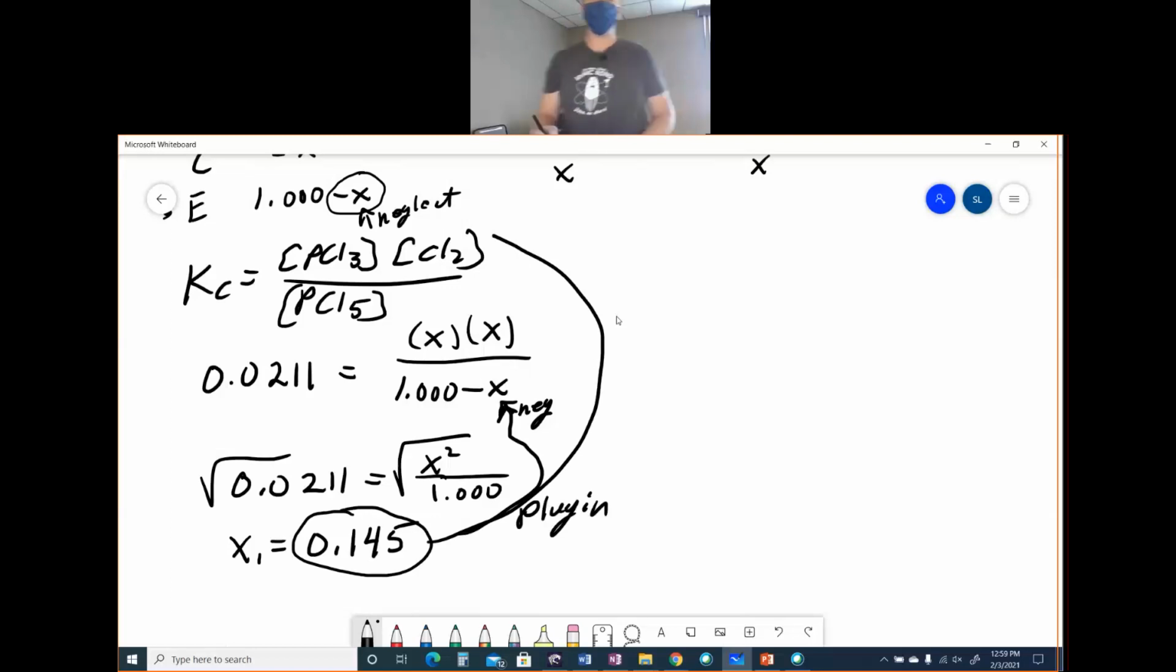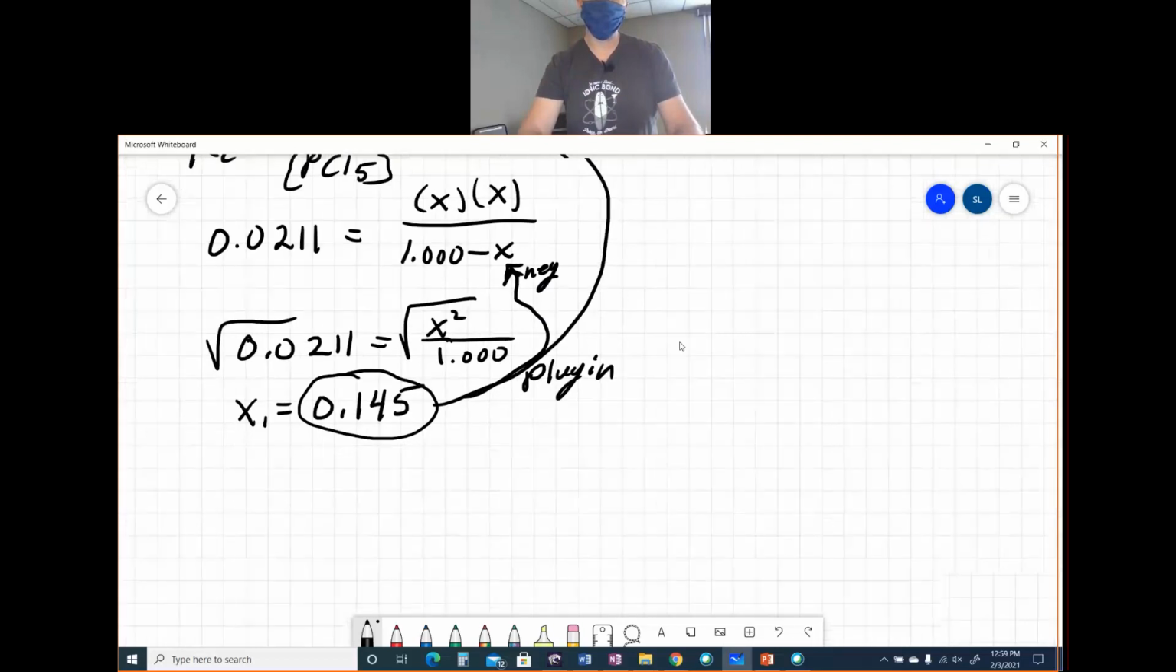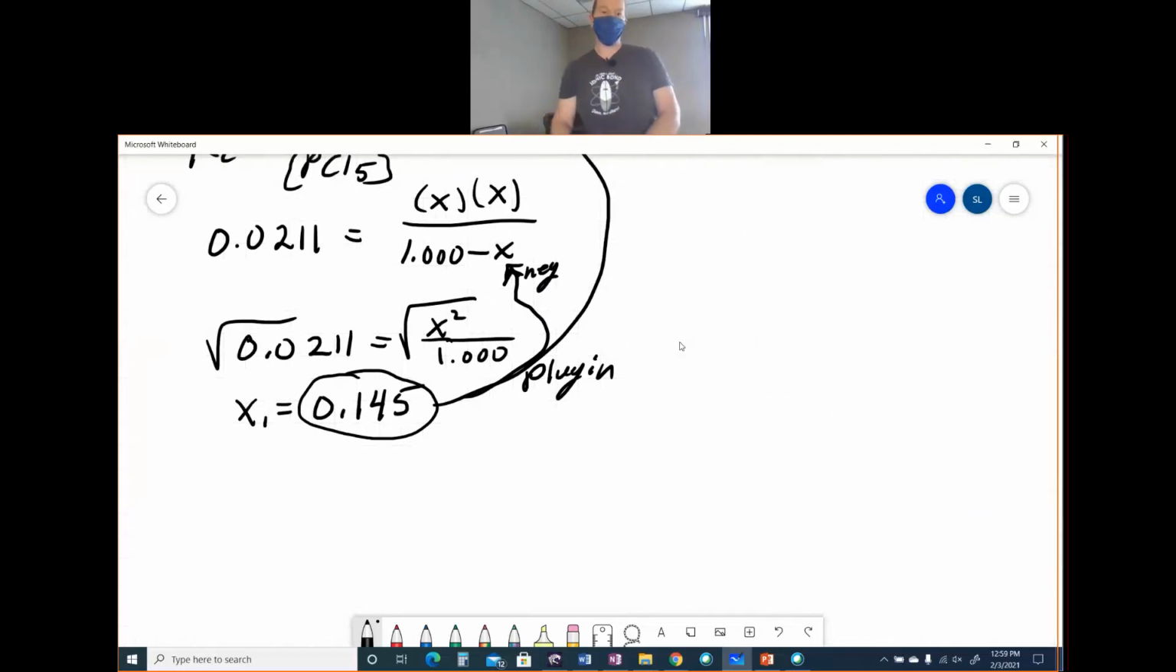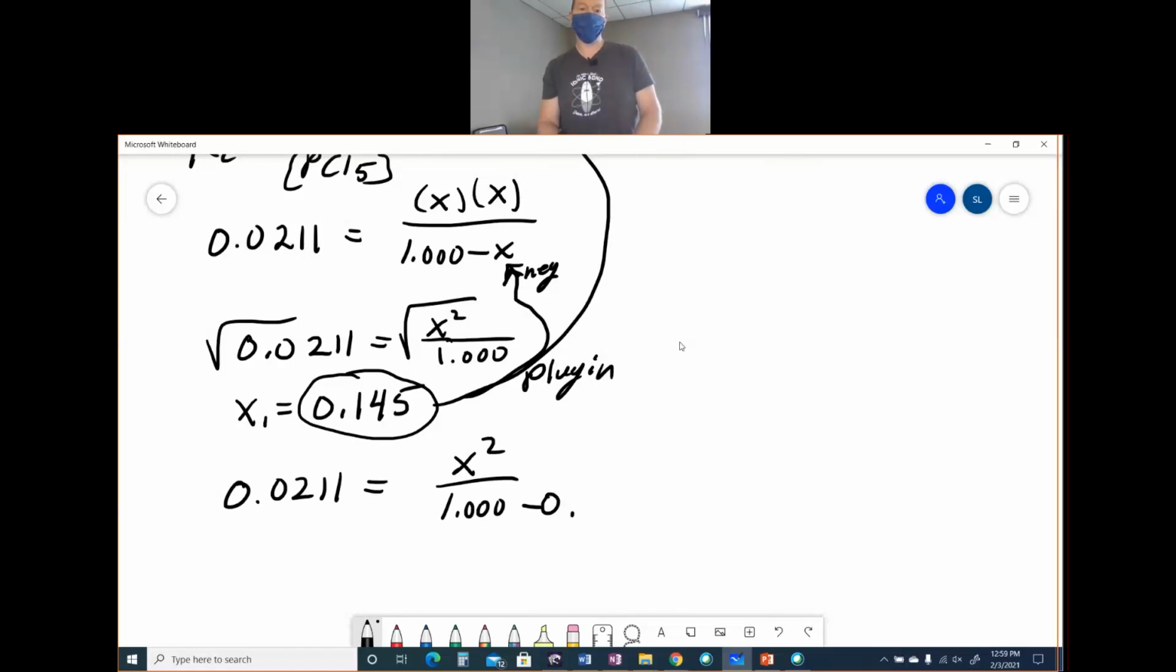So plug in the number you get. Where you neglected it in a previous calculation, you plug it in. And so you have 0.0211 is equal to X squared divided by 1 minus 0.145. Now, when you push the buttons on your calculator, you don't get the same number to the correct sig figs.